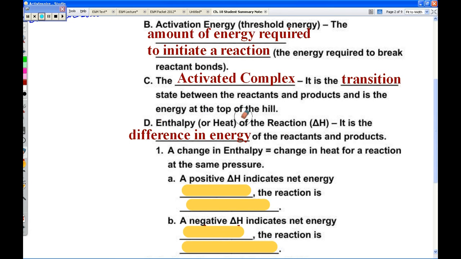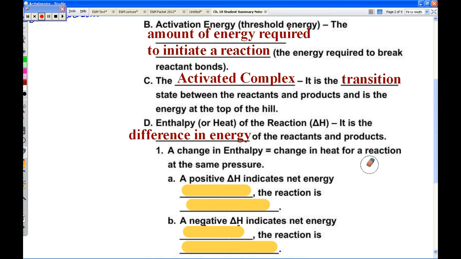Then we have what's called the enthalpy. And when we get to our diagram, you'll see that the enthalpy is the difference in energy between the reactants and the products. If you are going to release energy, your enthalpy will be positive, and you'll have an exothermic reaction. If your enthalpy is, well, I'll show you guys that. It'll make more sense when we look at the diagram.